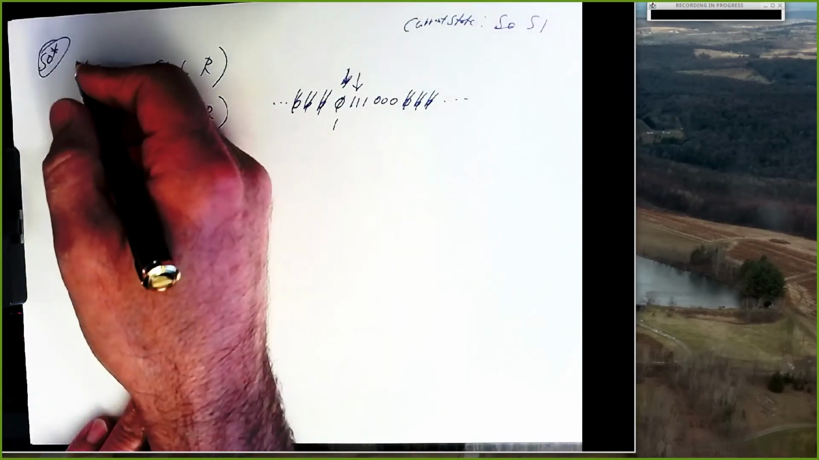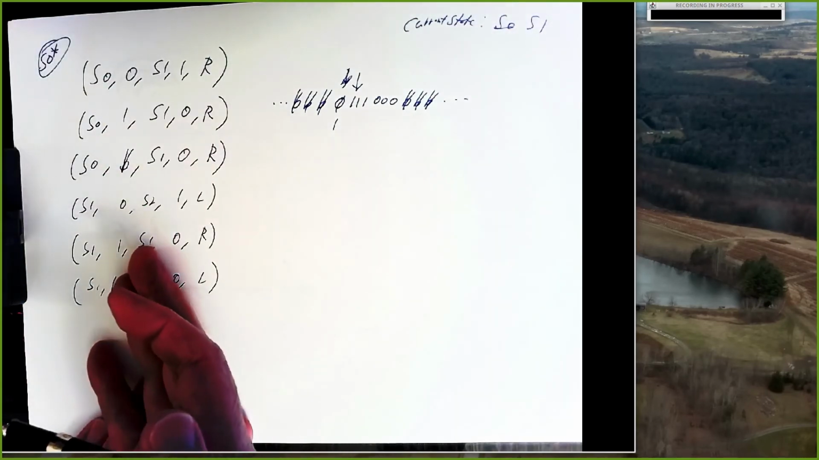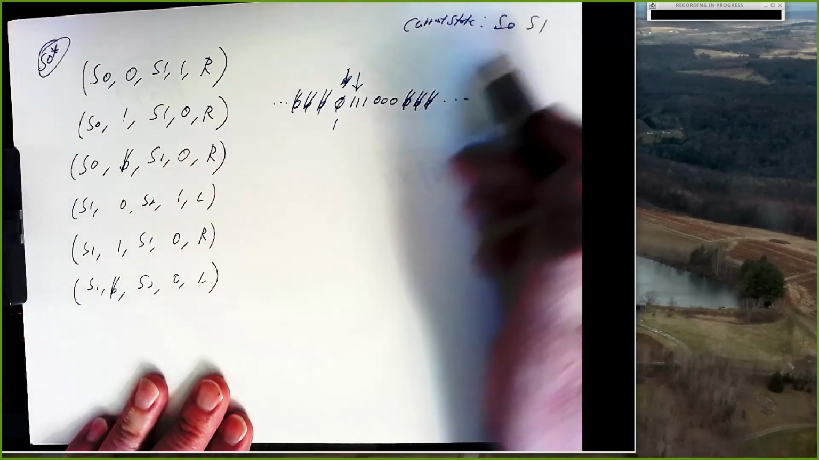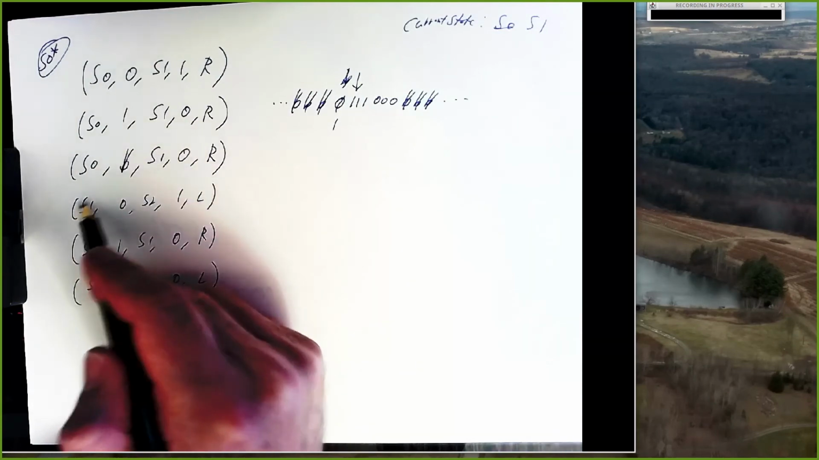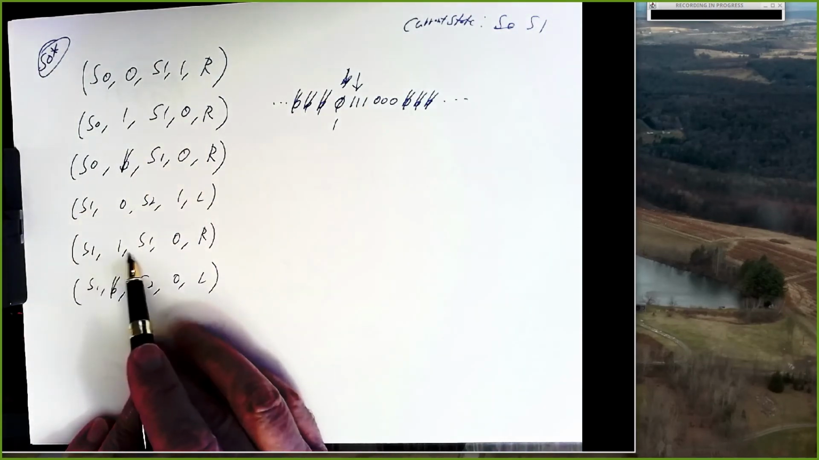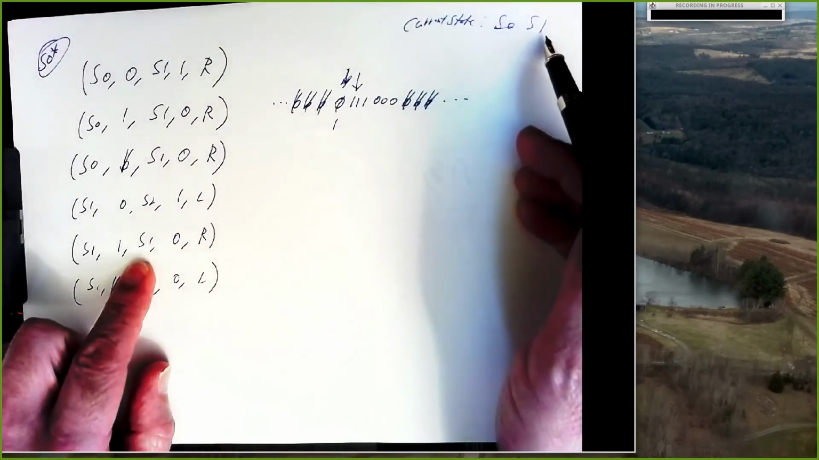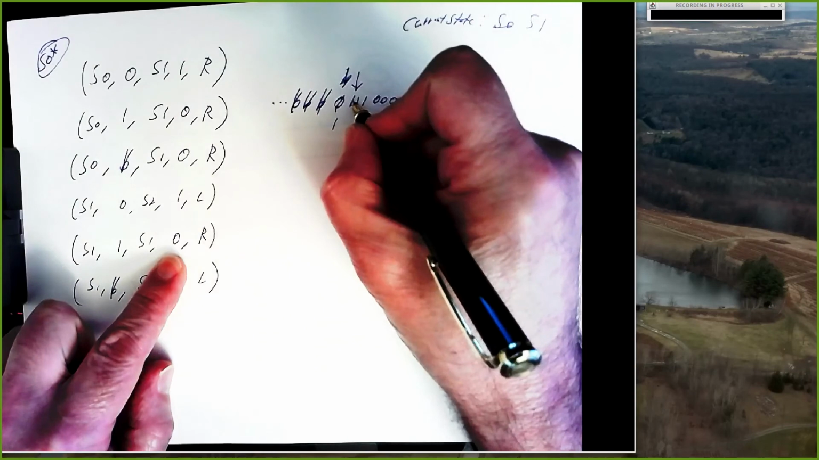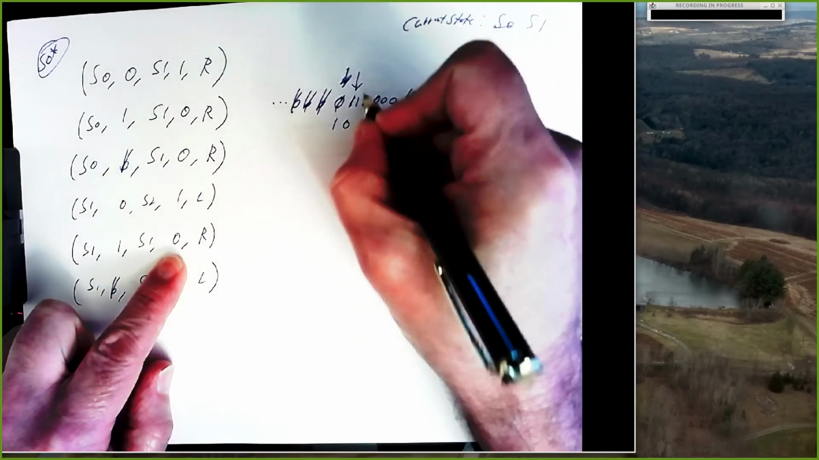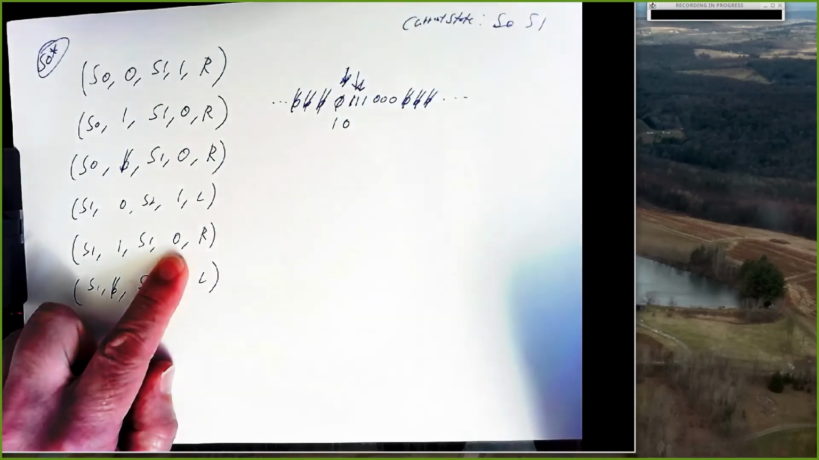We go back to the top, and we look for a rule that matches our current situation. State S1 with an input of 1. So we look for an S1, 1. Hey, here it is right here, S1, 1. So in this case, our new state should be S1, which is where we already are. We should change this symbol to a 0, and we should move to the right.